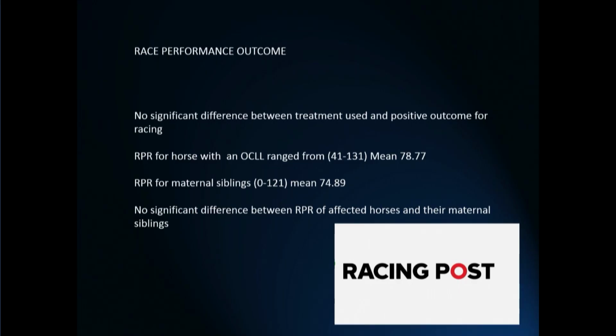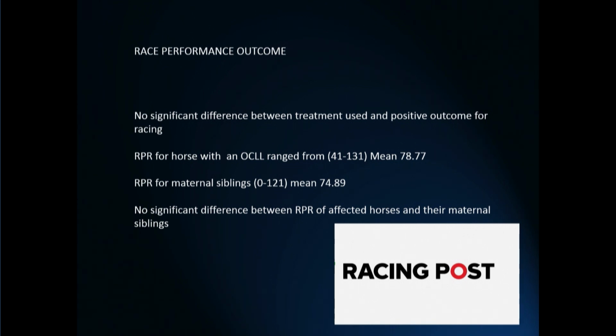Looking at how these horses performed, there was no significant difference between any treatment used versus the positive outcome for racing. The highest racing post rating achieved for horses with a cyst-like lesion ranged from 41 to 131, with a mean of 78.7 and a very similar mean for the maternal siblings. So there was no significant difference between the highest racing post rating achieved for the affected horses and their maternal siblings.